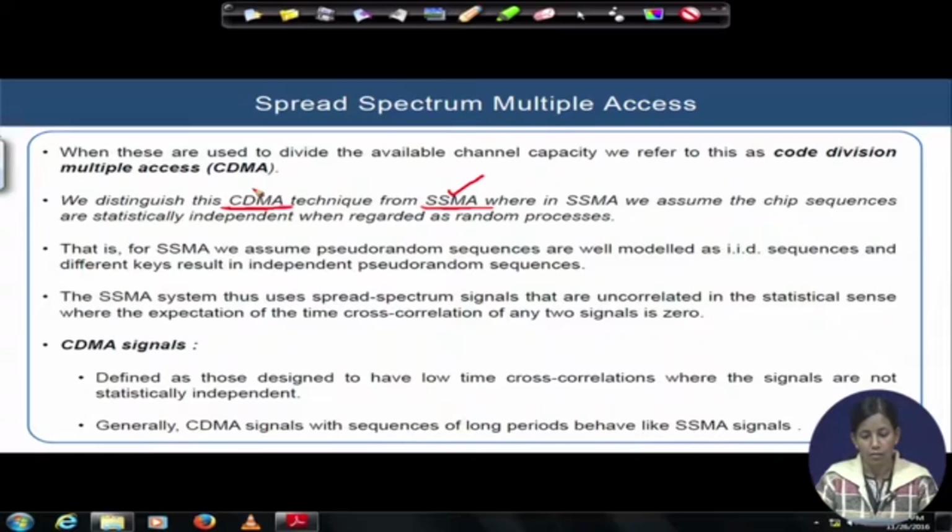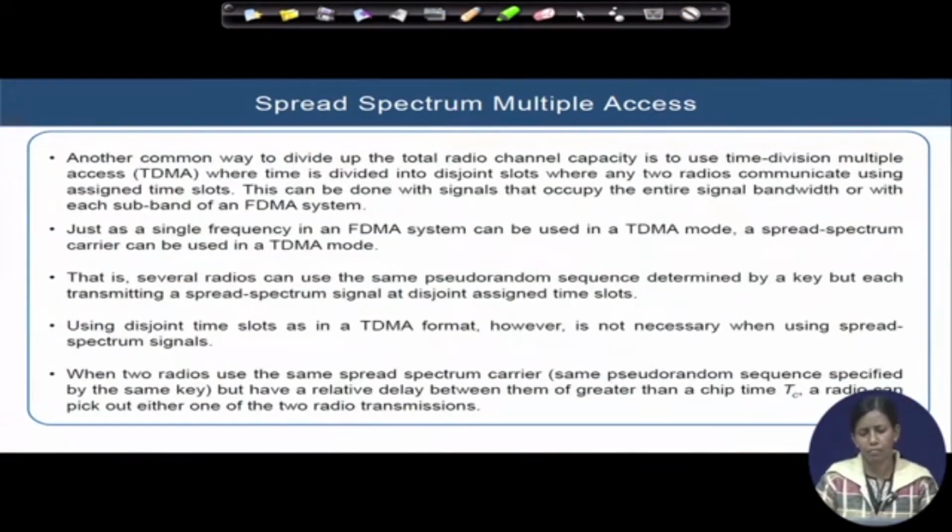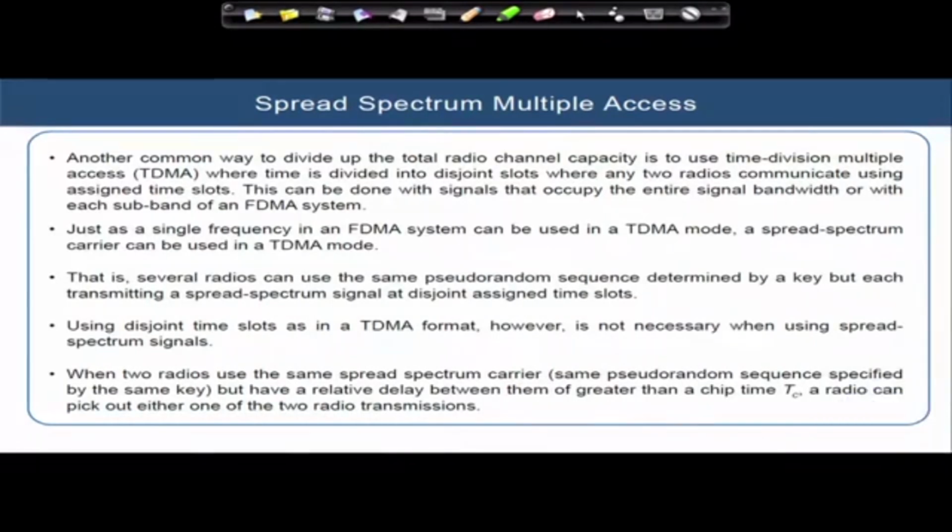So the CDMA signals that we will be utilizing here are defined as those having low time cross correlation values, as I have already mentioned. And if the CDMA signals have a very long period, they will asymptotically come close to the SSMA signals, because in that case the low cross correlation values will be so low that they can be approximated as almost 0, which is the case of SSMA. So we have learnt about FDMA, then we came to SSMA and CDMA.